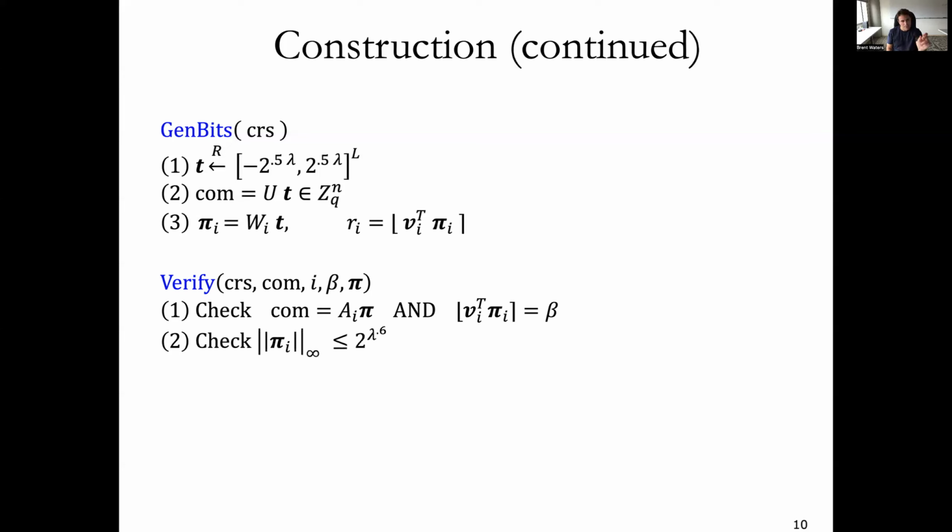Okay, and then finally, there's going to be one additional check. We want to make sure that the entries of our proofs aren't too big. So let's just say that they don't have any entries greater than 2 to the lambda to the 0.6.